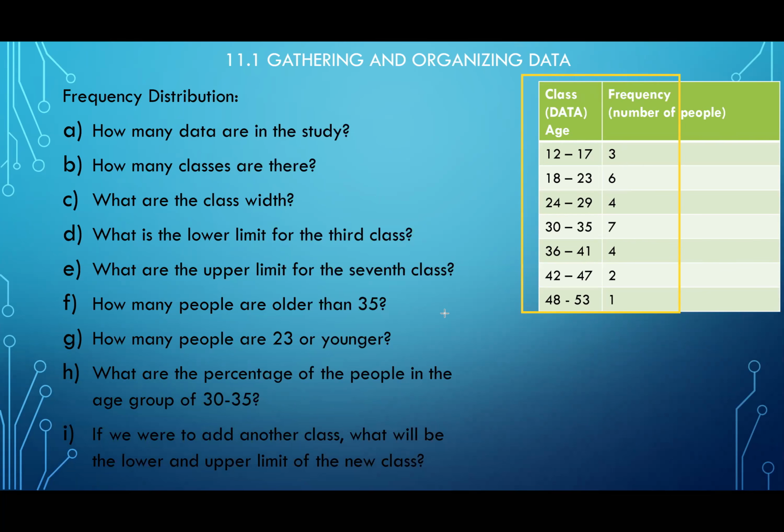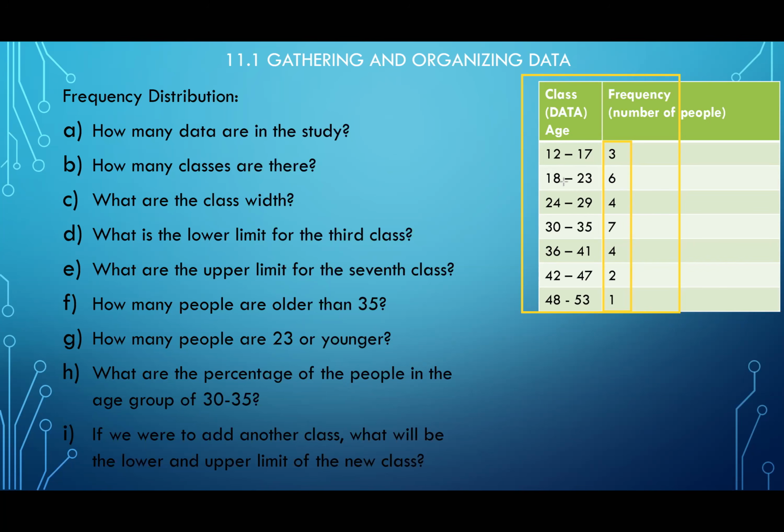How do we know the total number of data we have? Well, basically, that's the same question as how many people are in this survey, or how many people are in this study. As you remember, I told you the frequency is the number of people. If you add all of this frequency up, if you add all this number of people up, this is the number of data that we have.